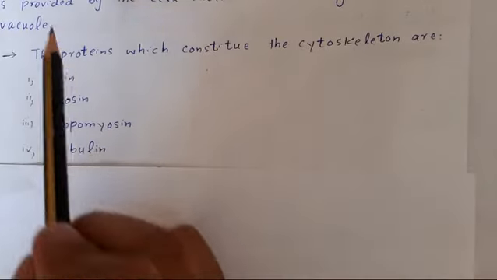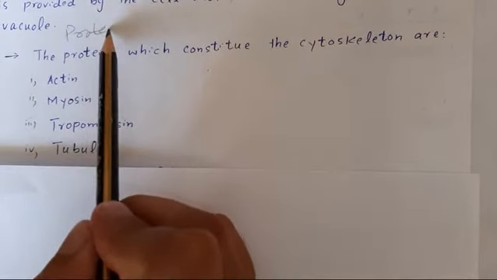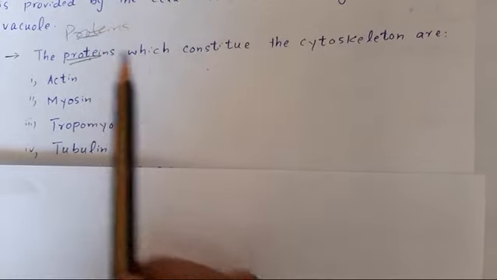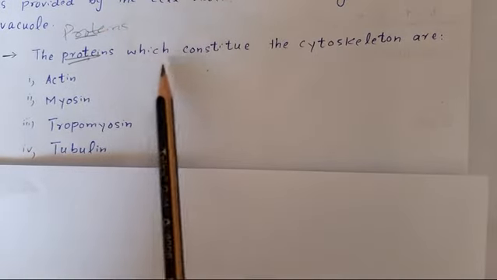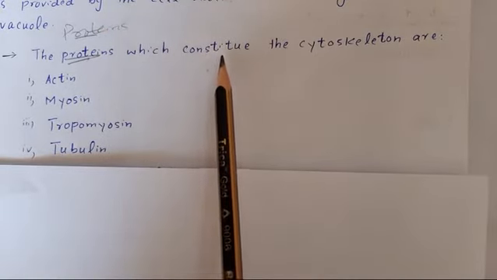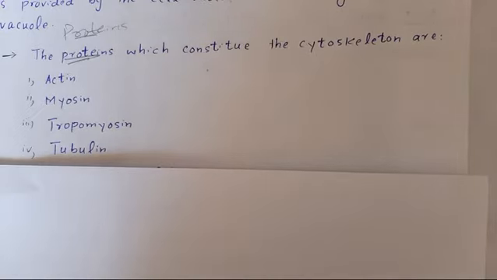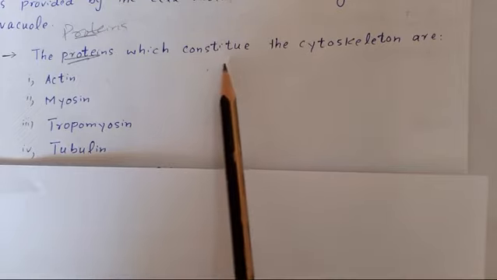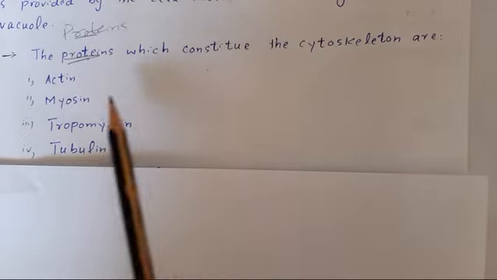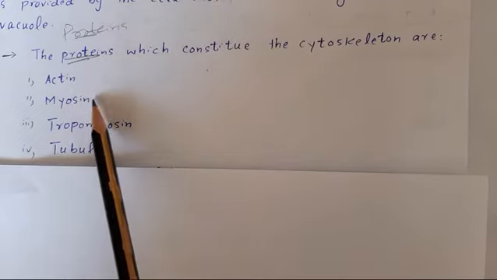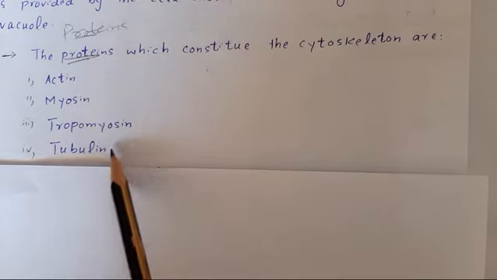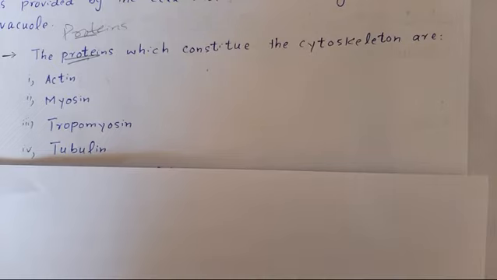Now proteins. As we studied, the cytoskeleton is a network of protein fibers. So the proteins which make the cytoskeleton are actin, myosin, tropomyosin and tubulin.